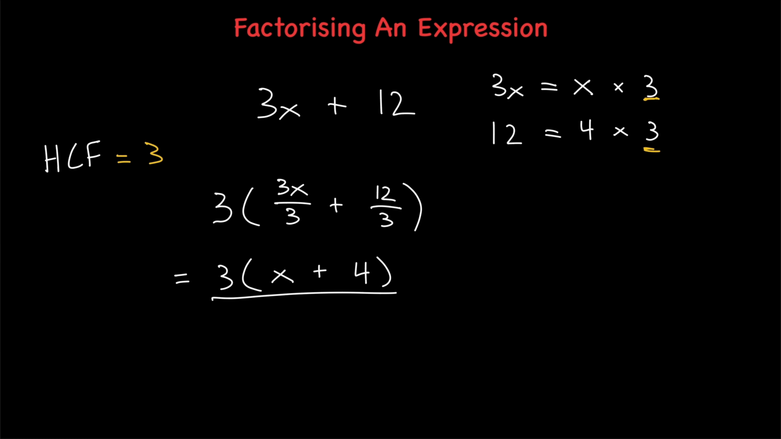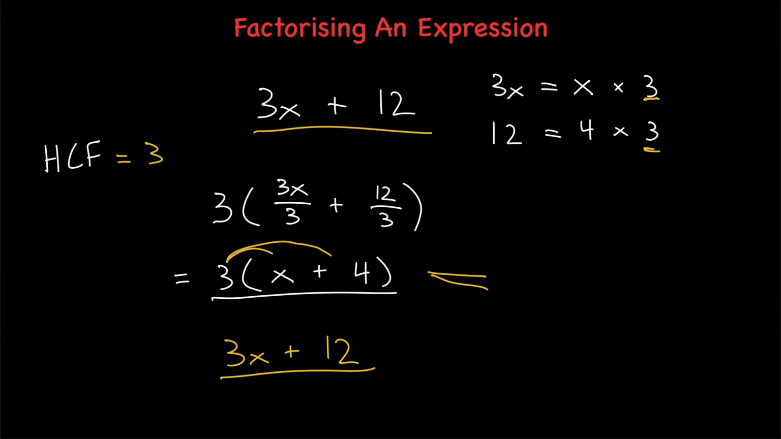And then once again, to confirm that we have factorized it correctly, we can multiply and expand the brackets to check that it's the same as the original. So 3 times x is 3x, and then 3 times 4 is 12. And so because expanding out we get the same answer as the original, this here is the correct factorized form.